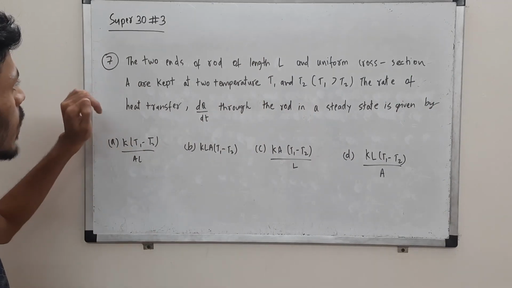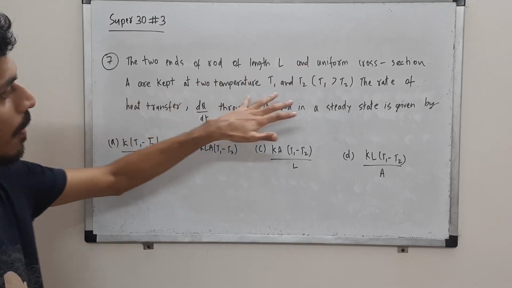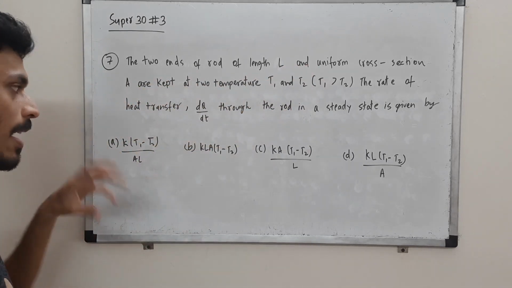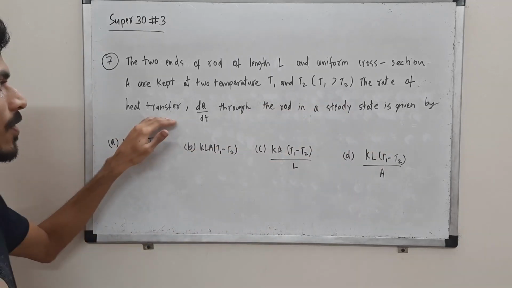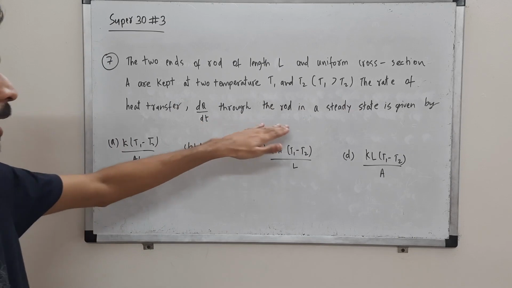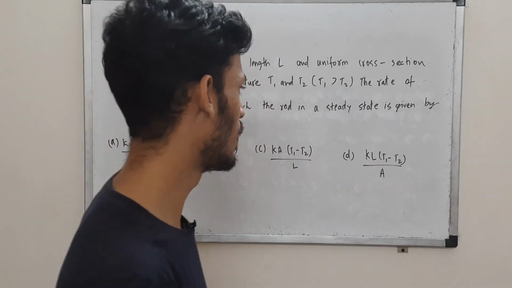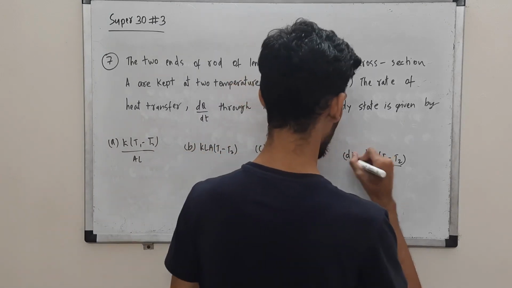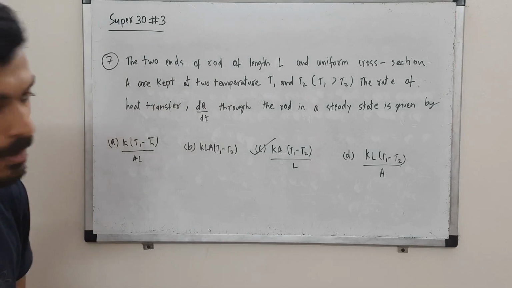So here we are given two ends of a rod of length L, uniform cross section A, kept at temperatures. One end is kept at T1, the other one is at T2, T1 greater than T2. The rate of heat transfer dQ by dt through the rod in a steady state is given by. If you know the formula, you know the direct answer over here is this one, right? KA delta T by L.